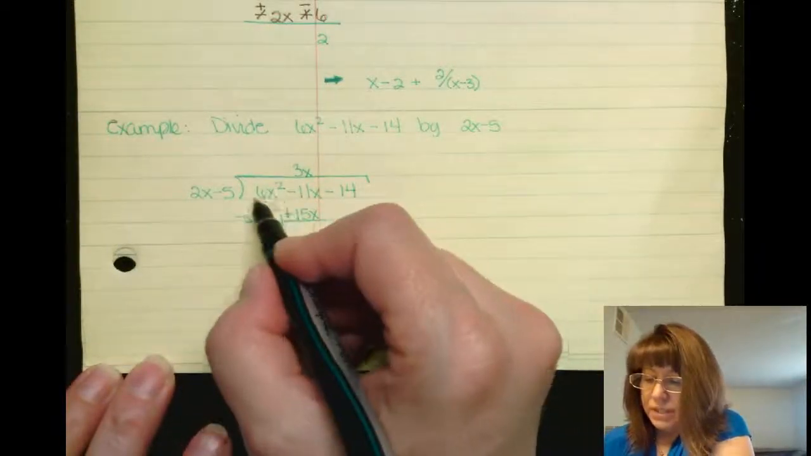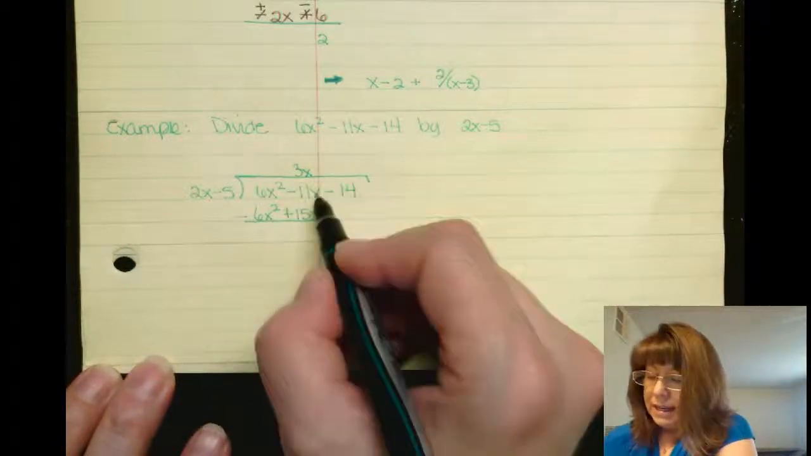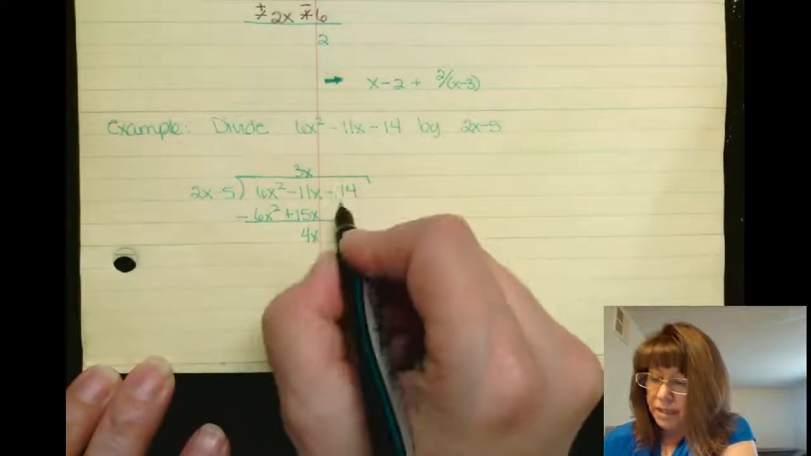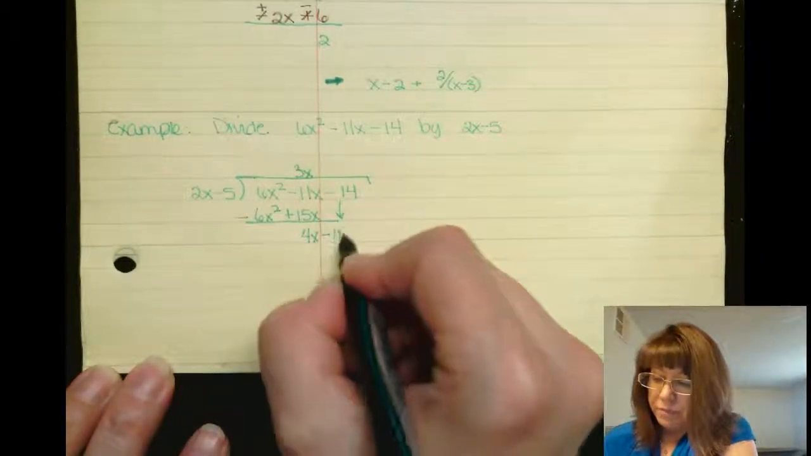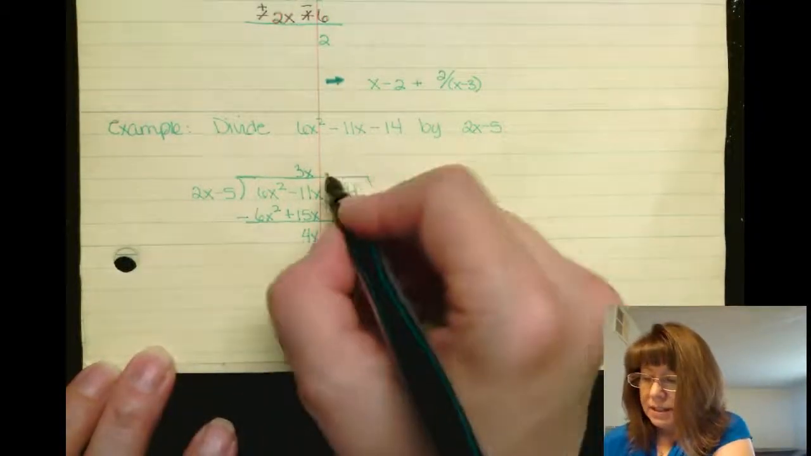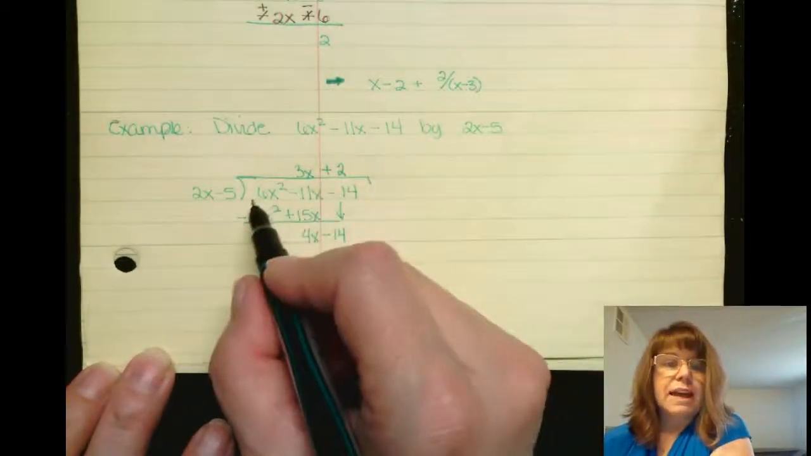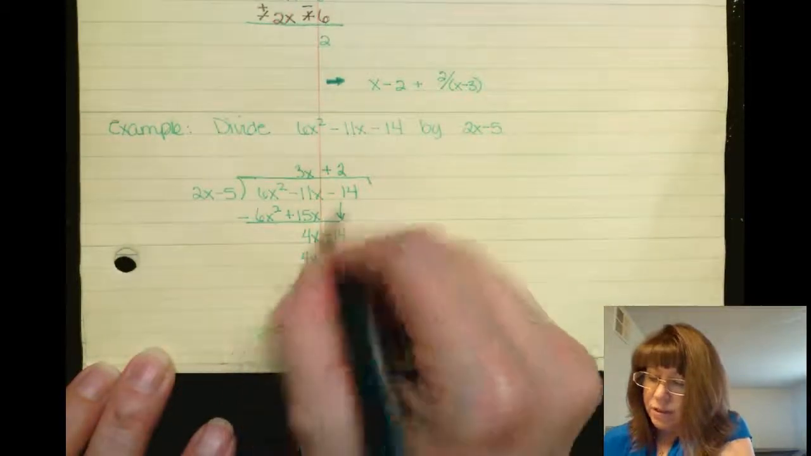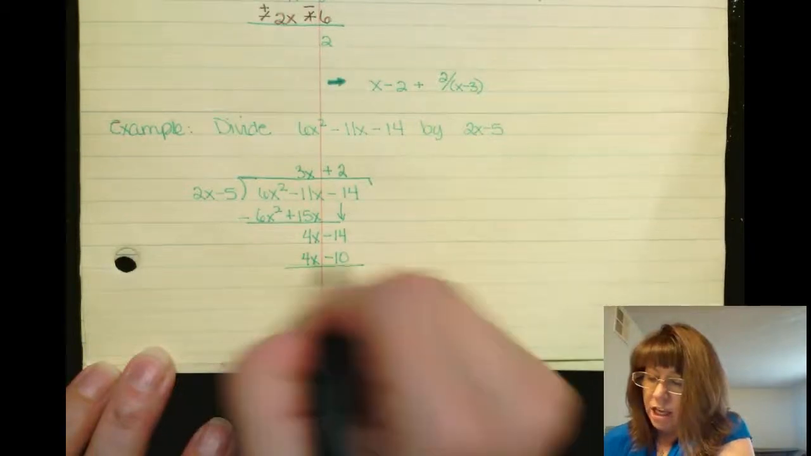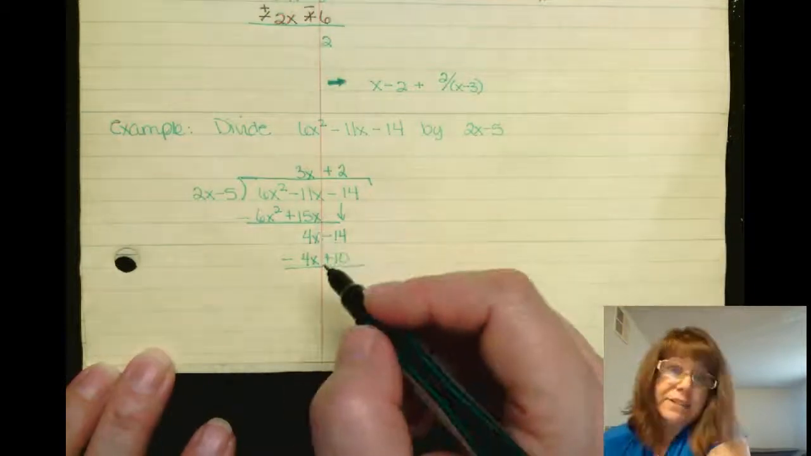I'm left with 0. 6x squared minus 6x squared is 0. Negative 11x plus 15x gives me a positive 4x. Bring down the next term. How many times does 2x go into 4x? It goes in twice. 2 times 2x is 4x. 2 times negative 5 is negative 10. Change the signs and subtract, and take the difference, I should say.